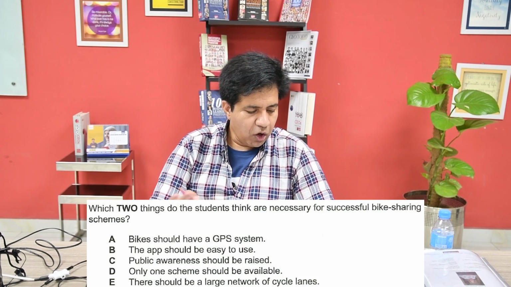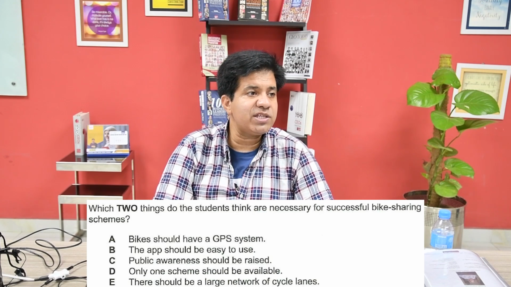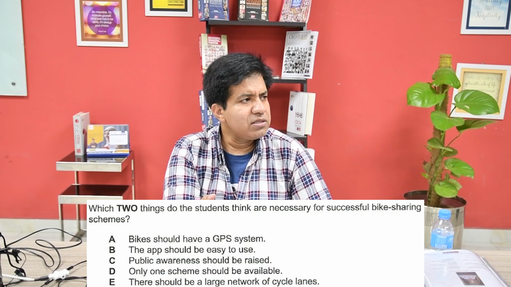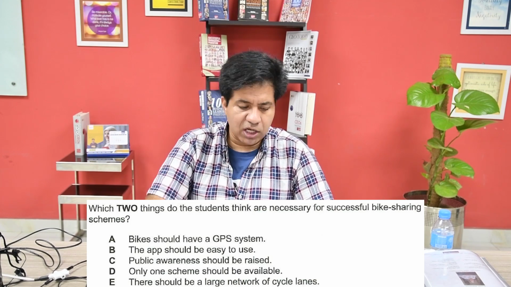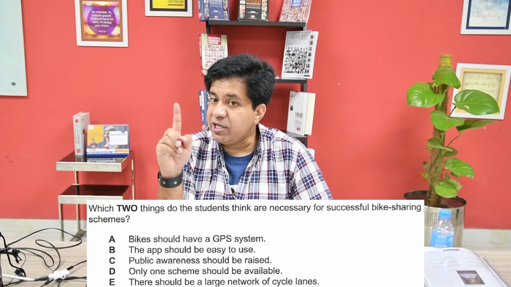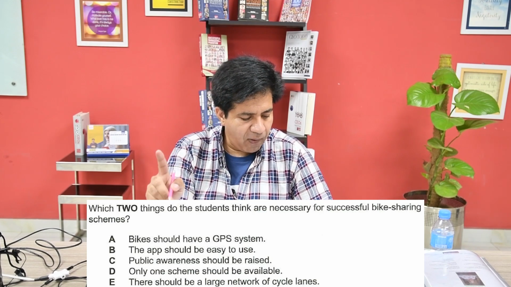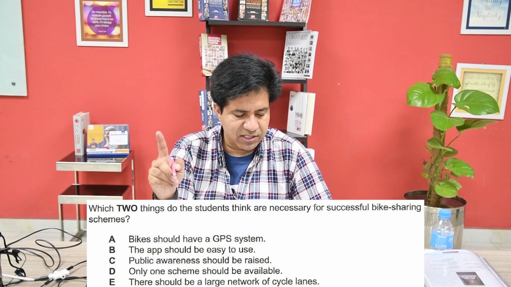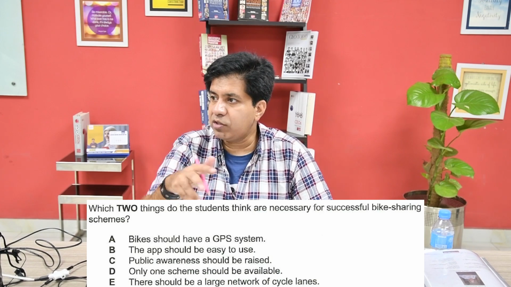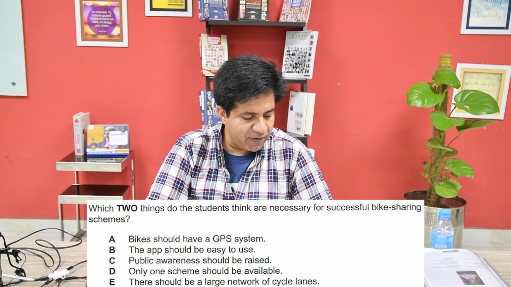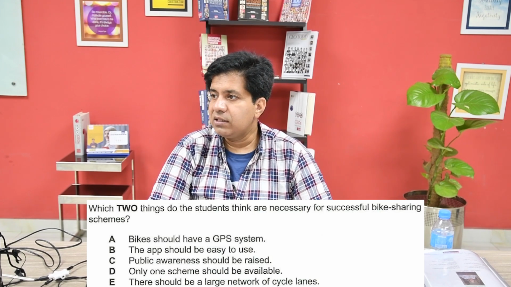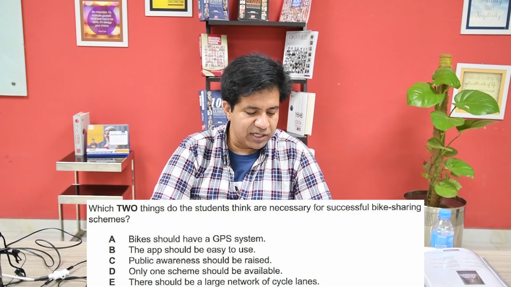So, let's go on. Option A, bikes should have a GPS system. Underline GPS system, and bike is understood. We are talking about bike, so we just take it for granted. B, app should be easy to use. A is GPS system. B is app. C is public awareness. D is one scheme should be available. Not so many schemes. At a time, one scheme should be available. And option E, large network of cycle lanes. Right, just underline these words, large network of cycle lanes.